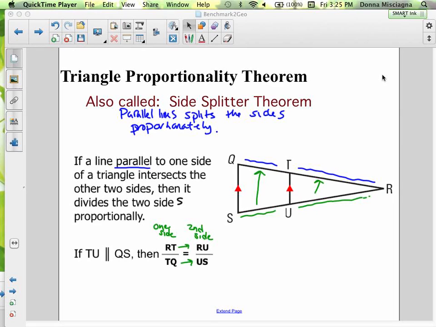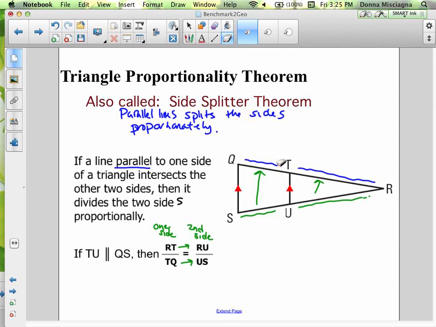Triangle proportionality theorem. It's also called the side splitter theorem, right? And basically what it says is that if a line parallel to one side of a triangle intersects the other two sides, it divides the two sides proportionately. So the parallel line splits the sides proportionally. So we go down one side and then down the other.